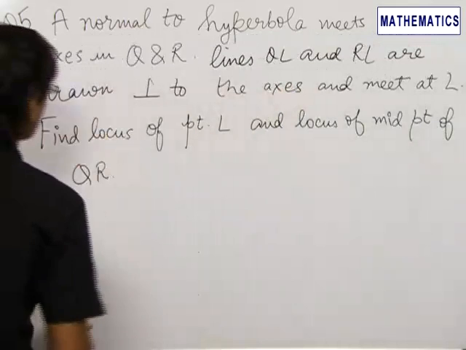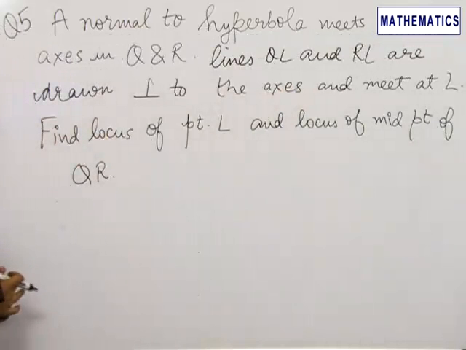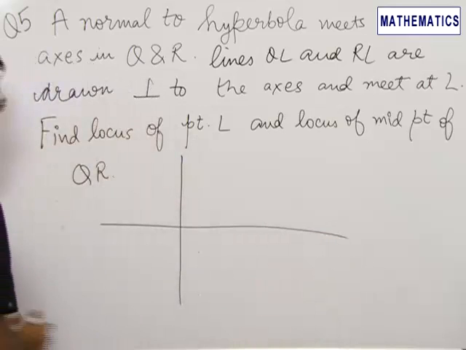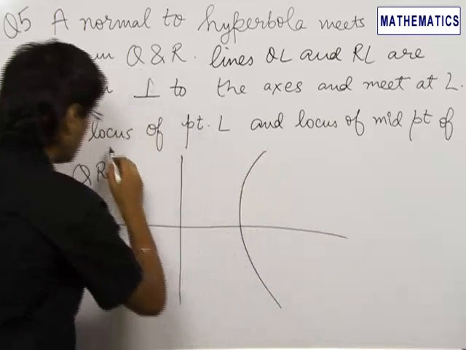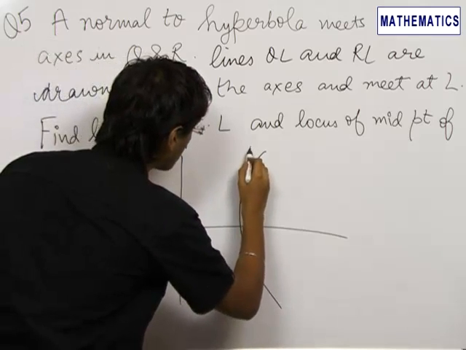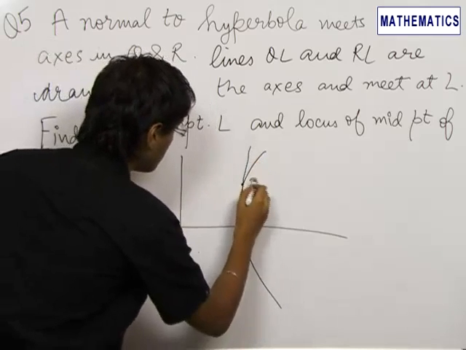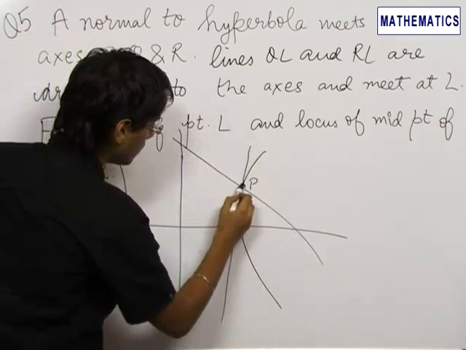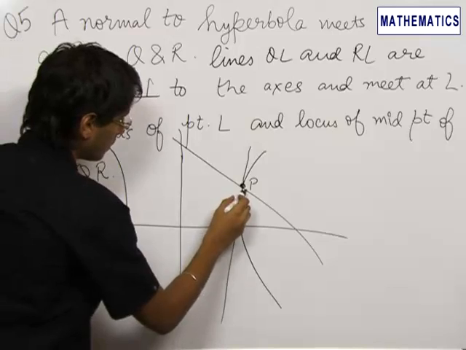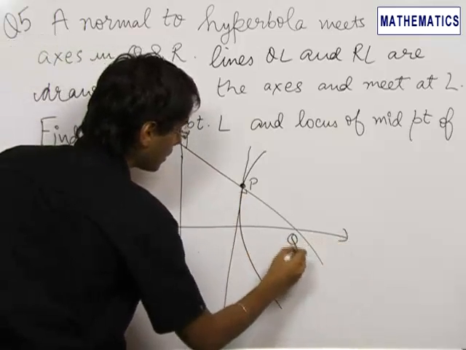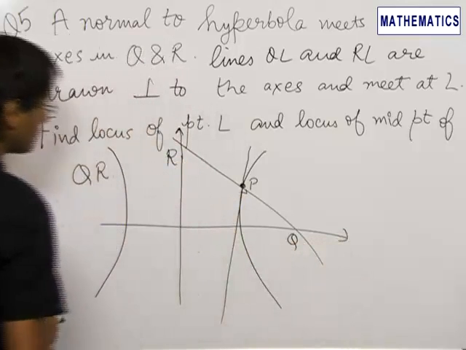Now this language of the problem may appear to be lengthy, but this is a very easy problem and it can be easily solved by just making the figure. This is the hyperbola x square by a square minus y square by b square equal to 1. Let us say we make the tangent at the point P and hence the normal is made. It meets the axis in Q and R. This is Q and R.